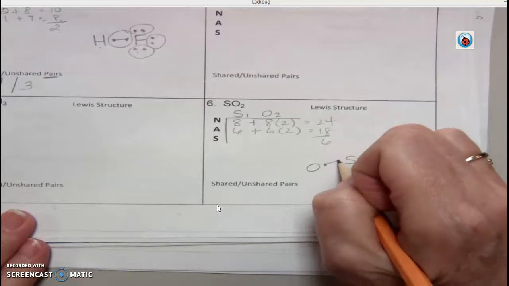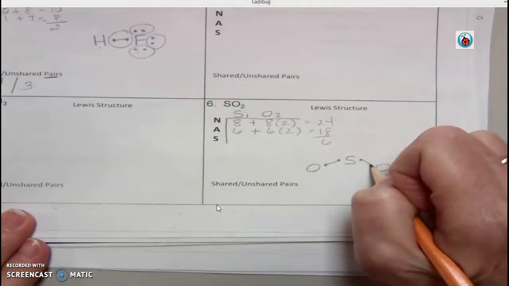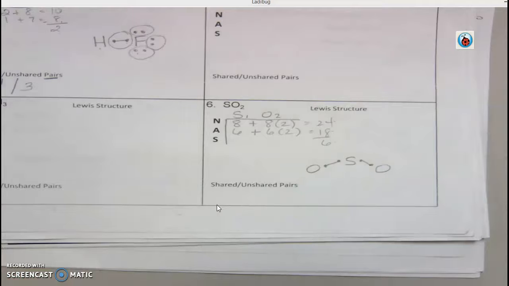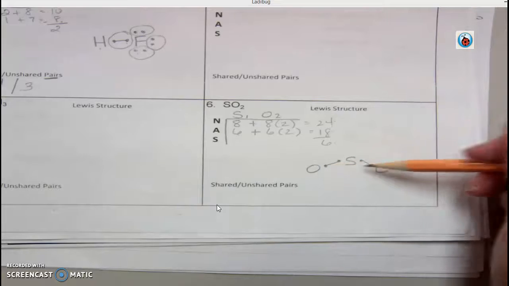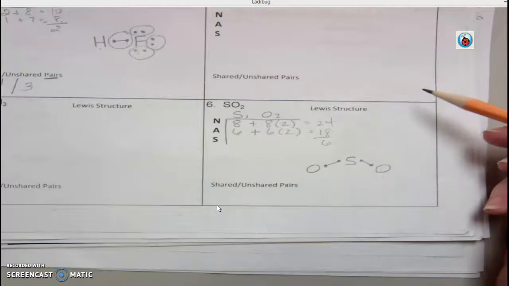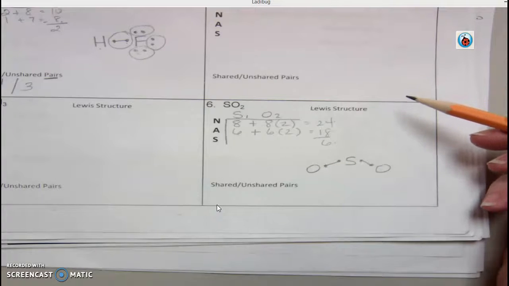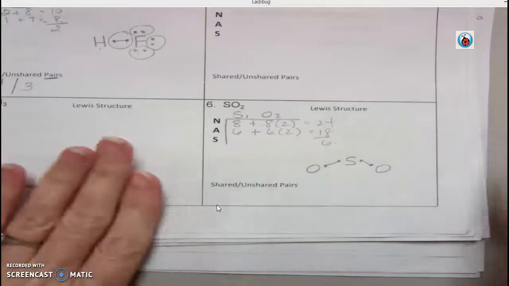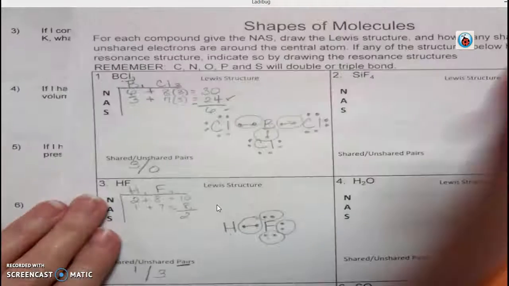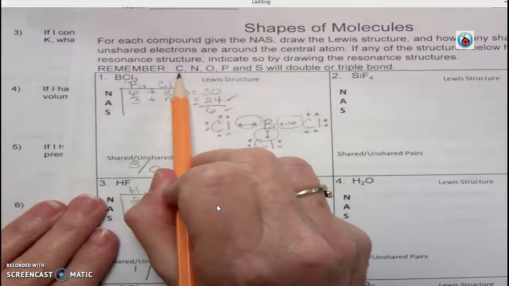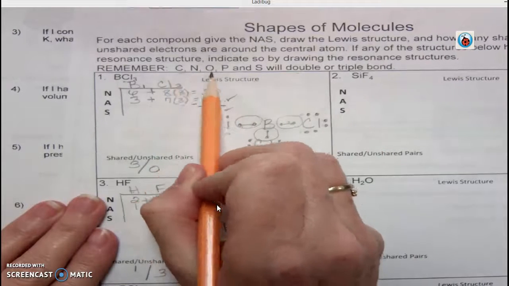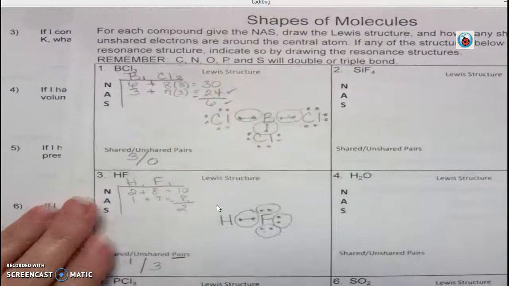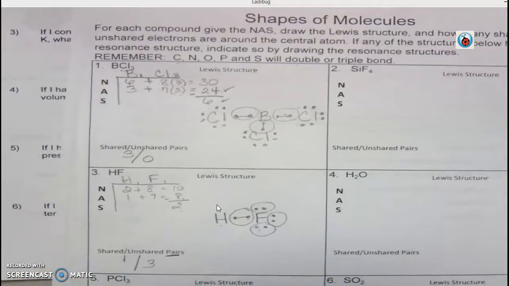So you may have gotten this far, and you're like, okay, so now what do I do? Because I need to share 6, but I've only got 2 oxygen. You can't just throw another oxygen in because then that's a totally different formula. So what did we do? Well, let's go back up here, and we can see, remember C-notes: carbon, nitrogen, oxygen, phosphorus, and sulfur can double or triple bond.